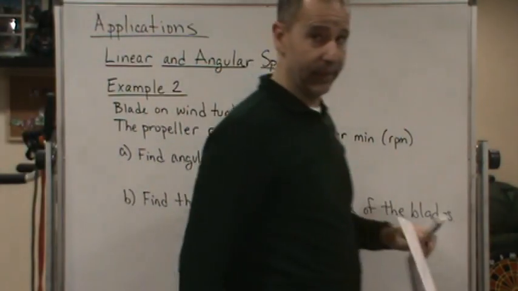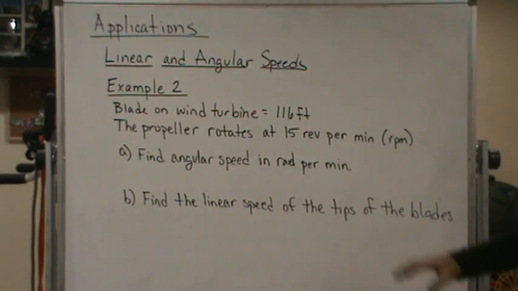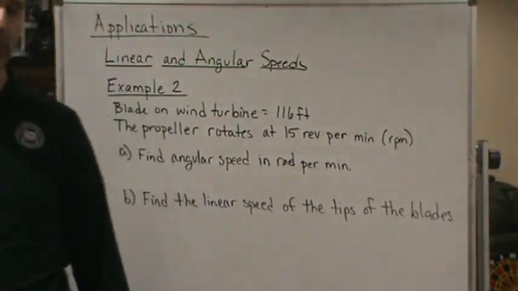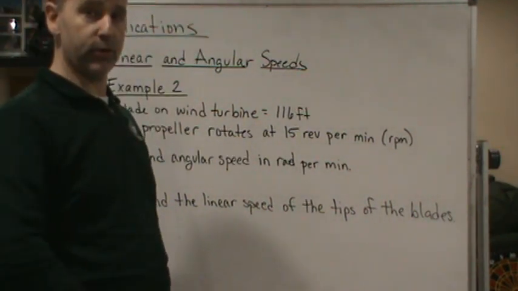Okay, welcome back, and now let's do another example of linear and angular speed. So in this case we're going to find both. And so in this case we've got a wind turbine. Again, you could draw yourself a picture, but you've got a wind turbine with these propellers that go around in a circle.